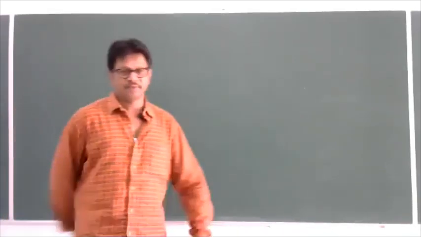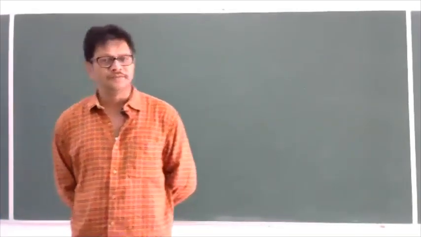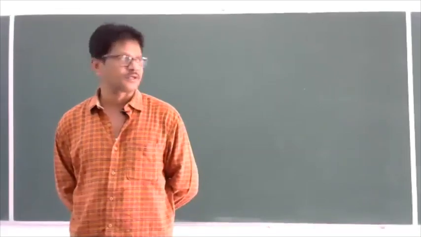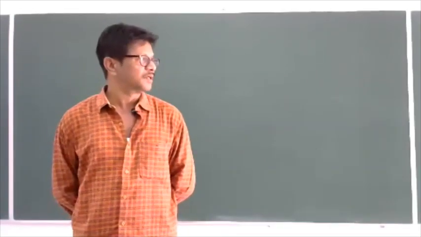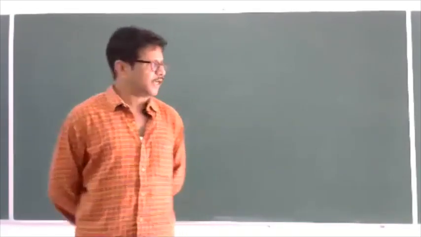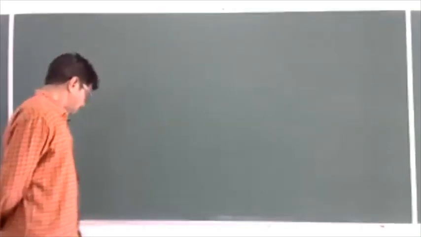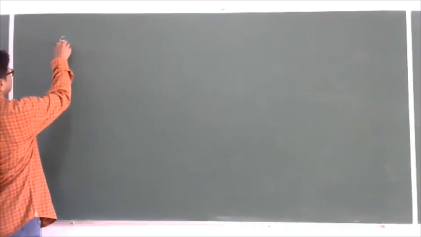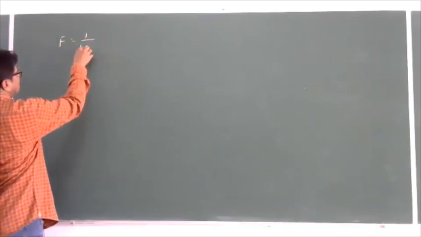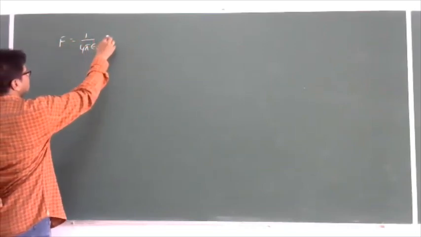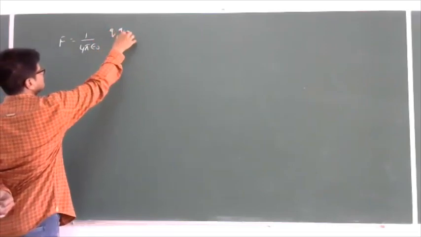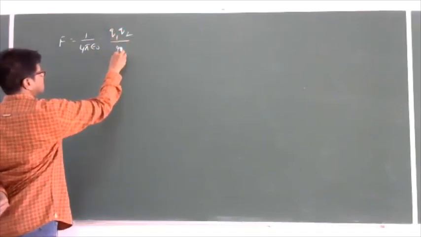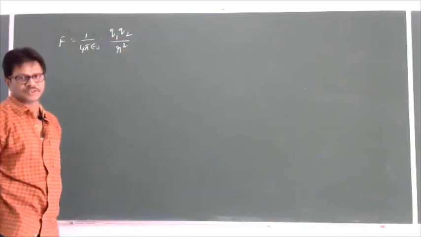Here, yesterday we started discussing Coulomb's inverse square law. There we derived a few derivations also. The basic formula is F is equal to 1 by 4 pi epsilon naught Q1 Q2 by R square. This is the basic formula.